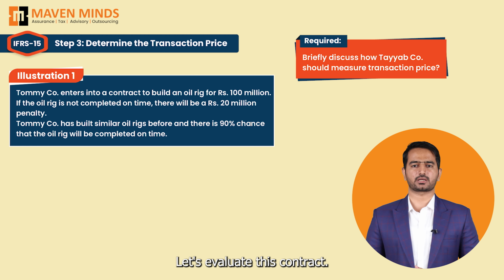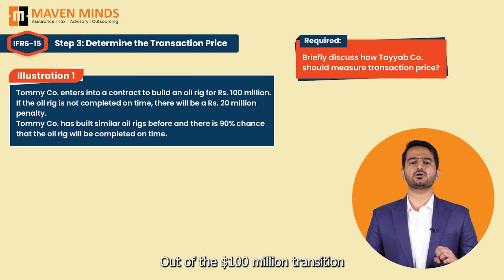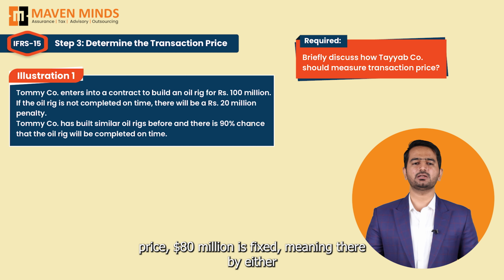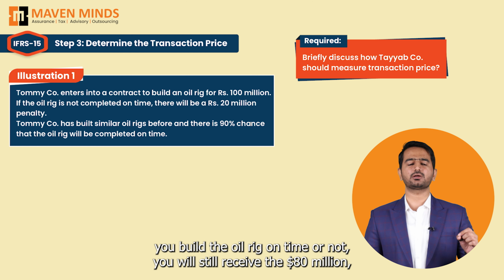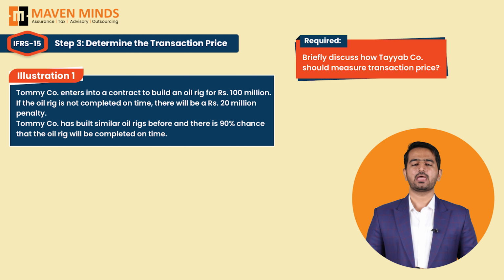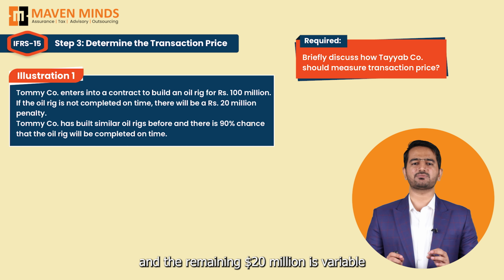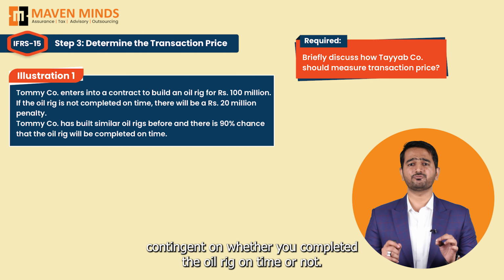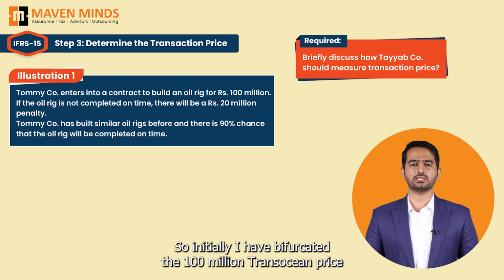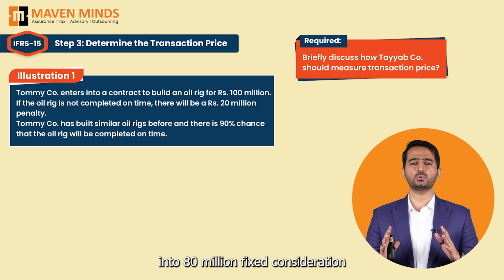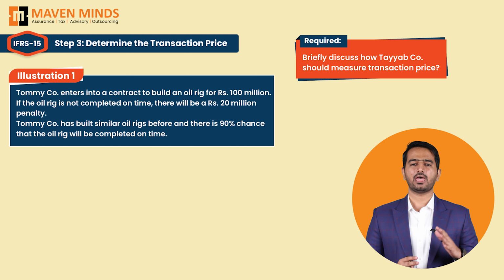Let's evaluate this contract. Out of the $100 million transaction price, $80 million is fixed, meaning whether you build the oil rig on time or not, you will still receive the $80 million. And the remaining $20 million is variable, contingent on whether you complete the oil rig on time or not. So initially, I have bifurcated the $100 million transaction price into $80 million fixed consideration and $20 million variable consideration.